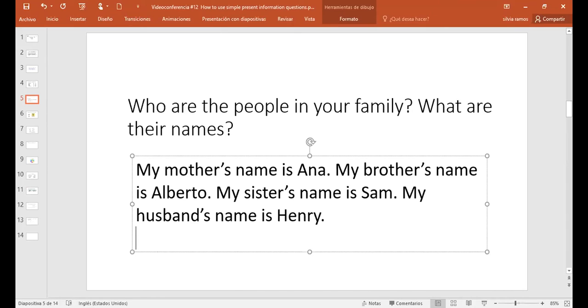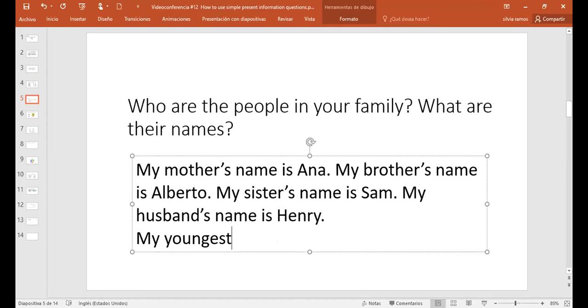Youngest. My youngest son, my youngest son's name is... Youngest significa, aquí, el más joven. Yo tengo tres hijos, por ejemplo. Pero si tuviera tres hijos, diría, my youngest daughter, my youngest son.